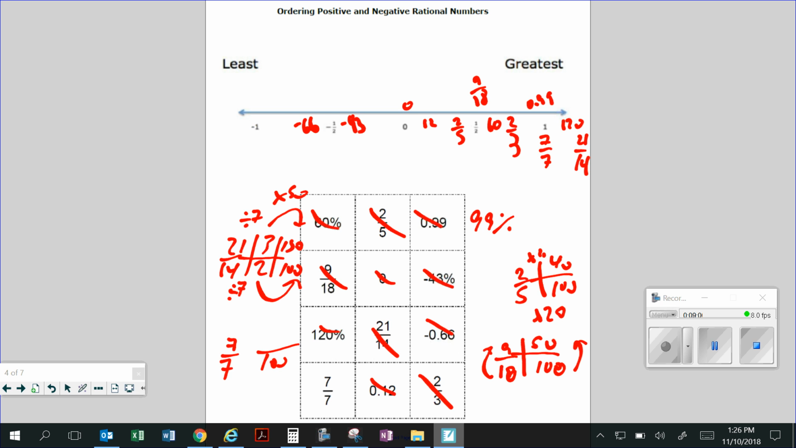And that is how you put numbers from least to greatest. The numbers to the left are negative, and negative 66% is the farthest from 0. That's why it's on the very far left. And while 21/14 is 150%, it's the farthest right, it's the greatest, the largest positive number.